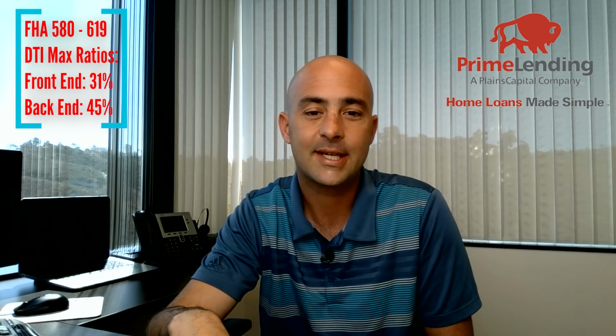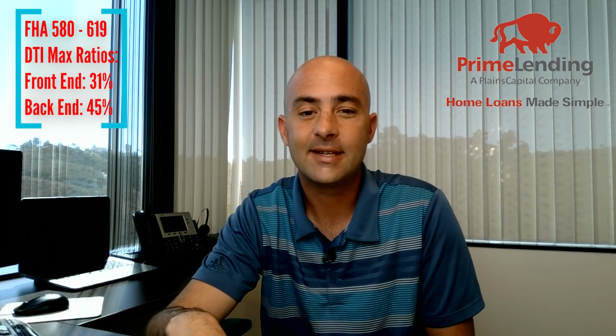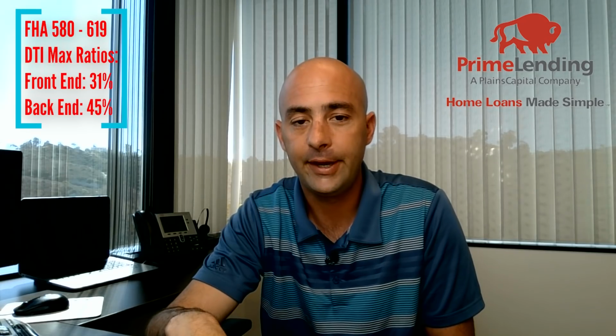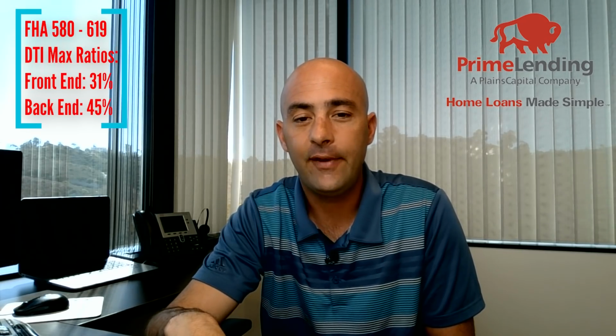FHA debt to income ratio maximum, we already talked about the 55% rule there on the 620 credit score or above. The program does extend all the way down to 500 credit. We do not offer that here. We offer 580 to 619 as well, as below or above the 620. The 580 to 619 is capped at a debt ratio of 31% on the front end and 45% on the back.